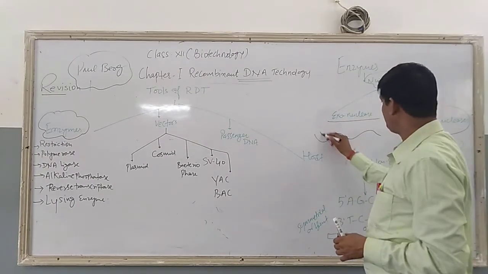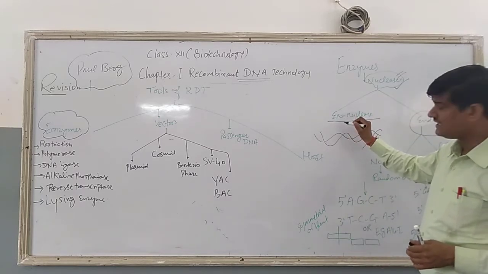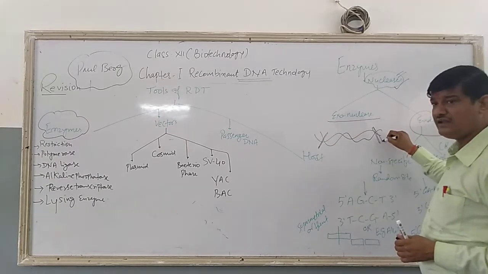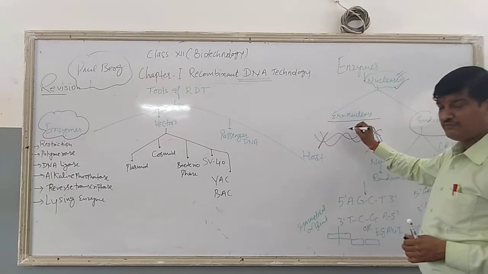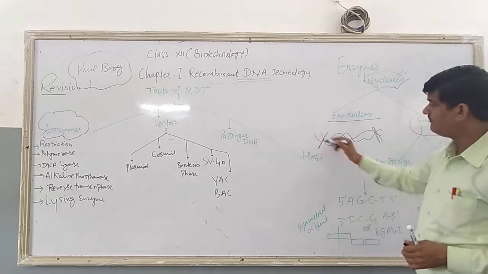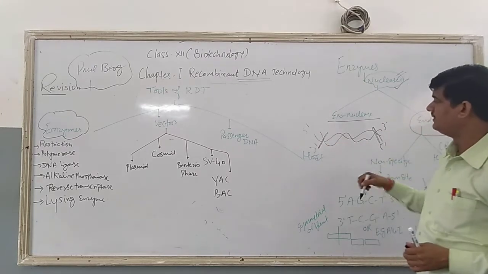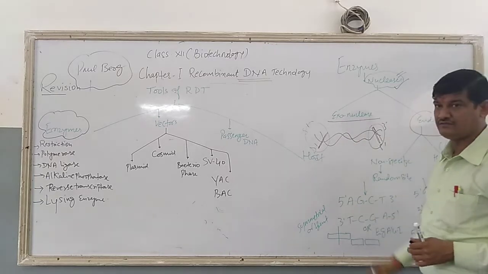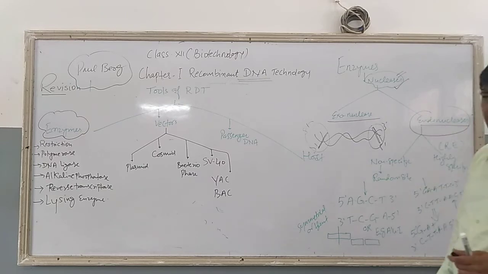Suppose this is the DNA strand. This type of enzyme makes a cut at the terminal end. It is the terminal end and this is the central part. Those enzymes which make a cut on the terminal end of the DNA, the 5' and 3' end, this is the 3' and this is the 5', make the cut to this region only. That is the exonuclease.